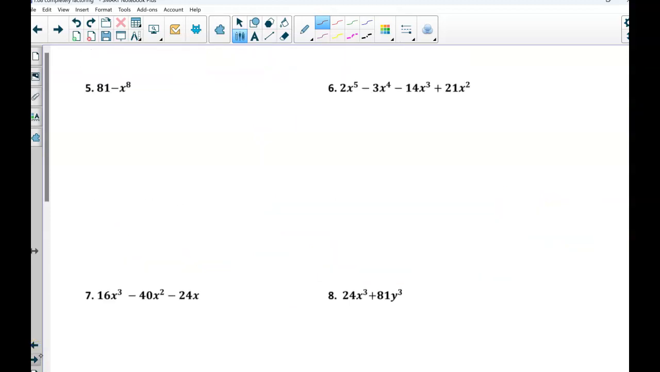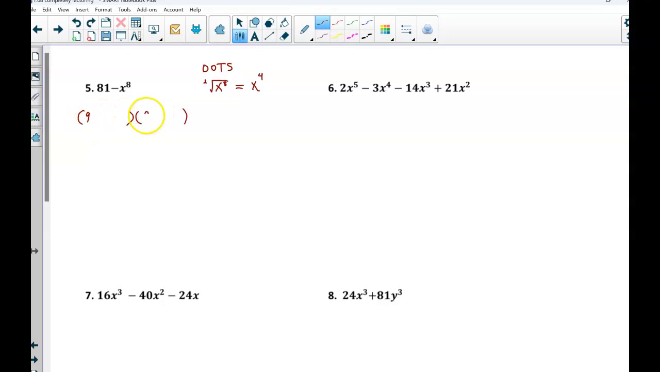Okay, let's try a couple more together. All right, 81 minus x to the 8th. Well, there's no GCF, and we only have two terms. Can it be dots? Let's think about it. 81 is a perfect square. We have a minus. Is x to the 8th a perfect square? Well, we know that x to the 8th has an even exponent. Therefore, it is a perfect square, and to take the square root, you would just divide the exponent by 2.